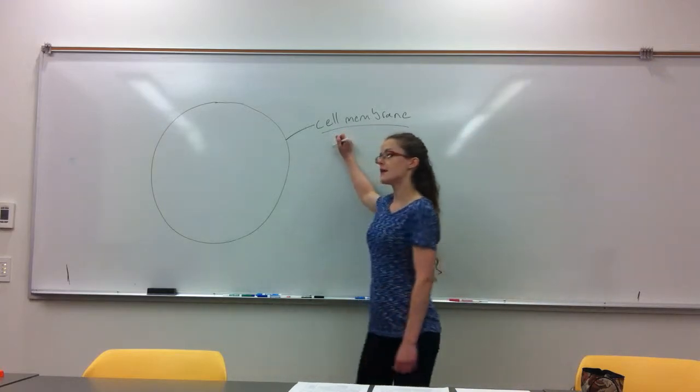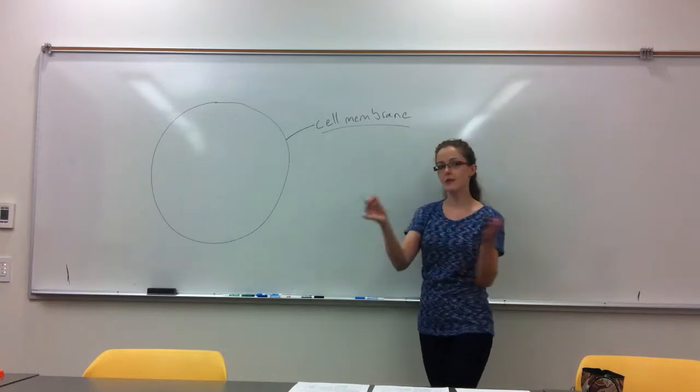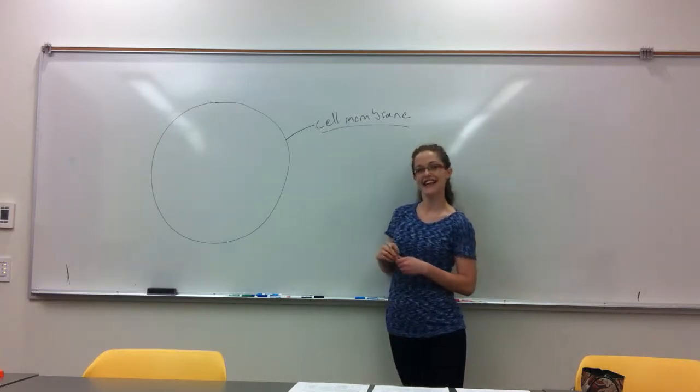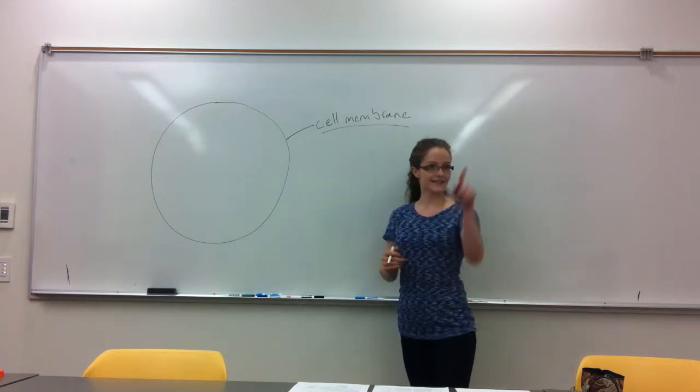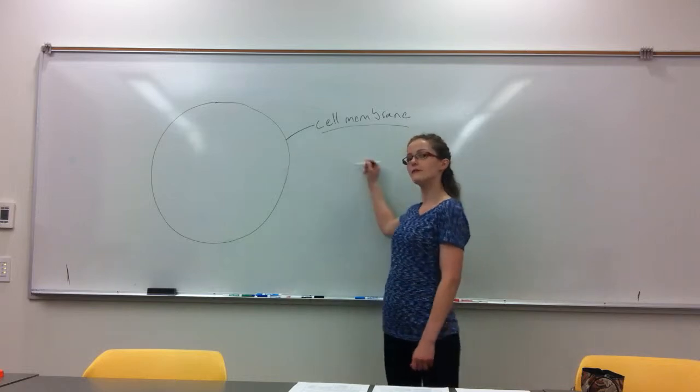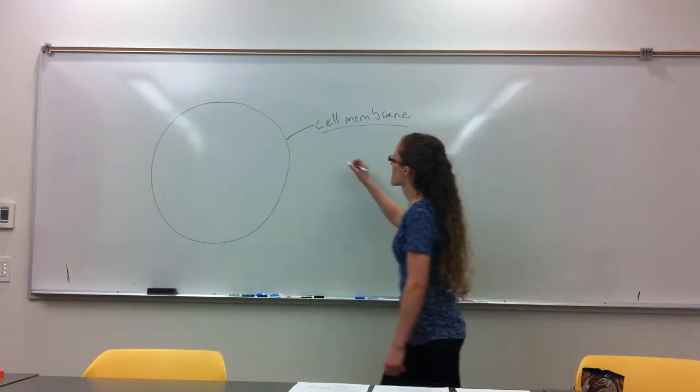And this is a semi-permeable membrane. Can anybody tell me what that means? Stuff can get through it. Yes, exactly, but only certain stuff in certain cases. So it actually controls the flow of things in and out of the cell.